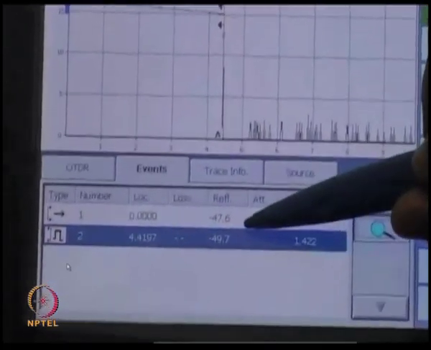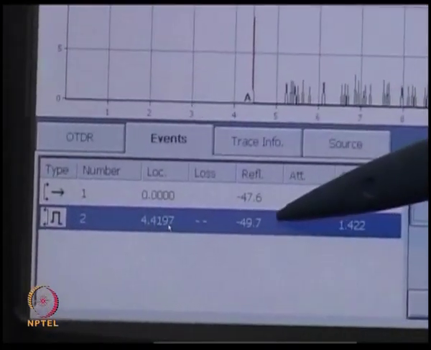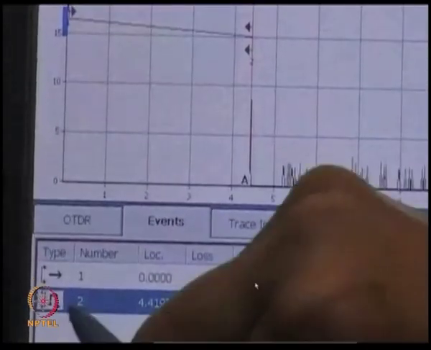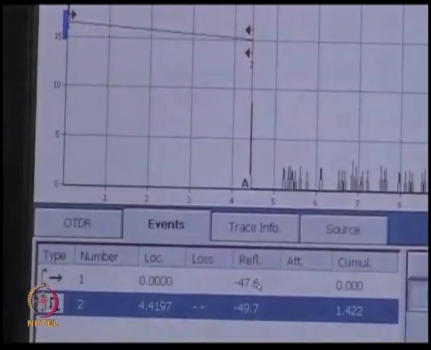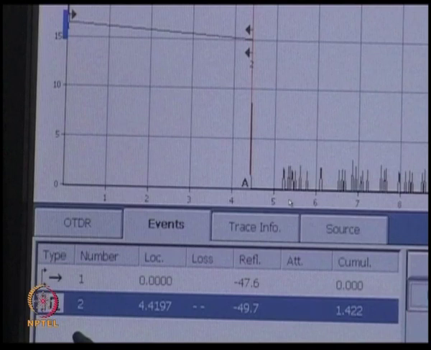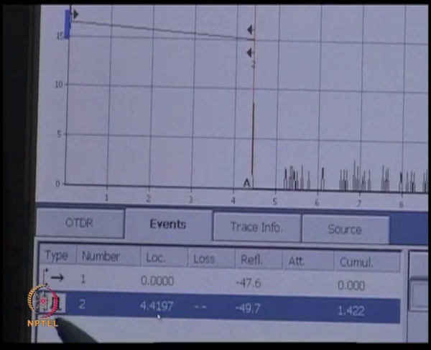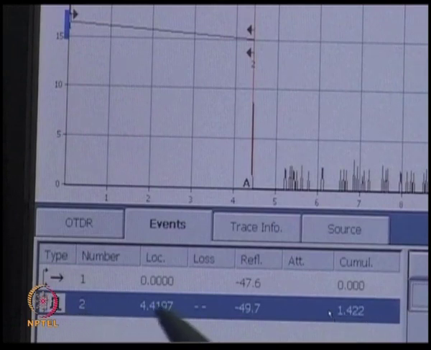So, the data shows here that you are having one reflection which is minus 47.6 dB. Another reflection is from the other end of the optical fiber which is minus 49.7 dB. The distance of the fiber is 4.4 kilometers and the total loss on the fiber is 1.422 dB.